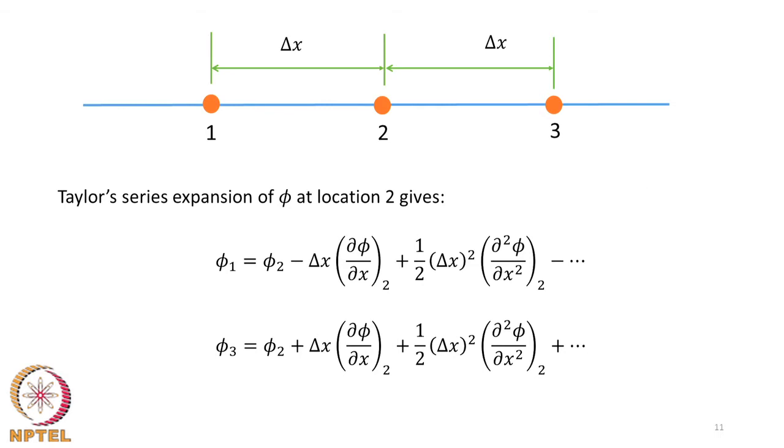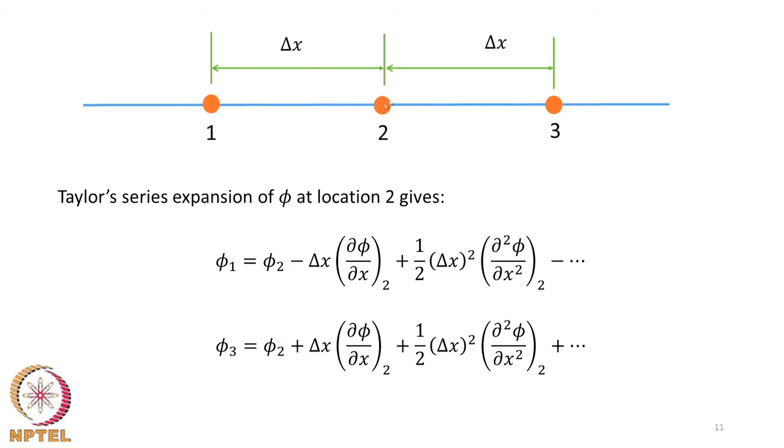So, let us say that the variable phi is specified at the location 2, and we want to find out what would be the value of the phi variable at location 1 or at location 3. So, what we can do is that if it is known at location 2, then in the vicinity of location 2 we can expand the variable phi as if it is a smoothly varying function using the Taylor series expansion. The first expression shows you how to do that.